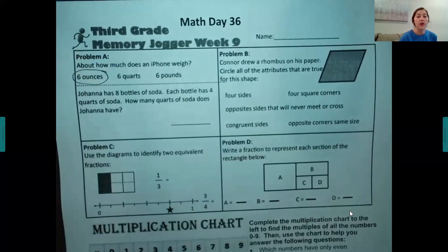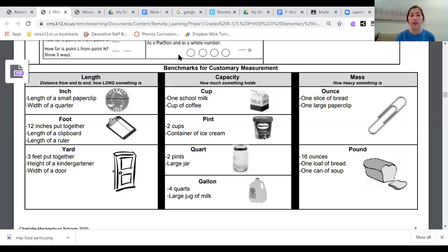The next one says, Joanna has 8 bottles of soda. Each bottle has 4 quarts of soda. How many quarts of soda does Joanna have? So this time it's talking about quarts. So if I go back to that measurement chart, it's talking about capacity. So we see capacity, how much something holds, is measured in cups, pints, and quarts.